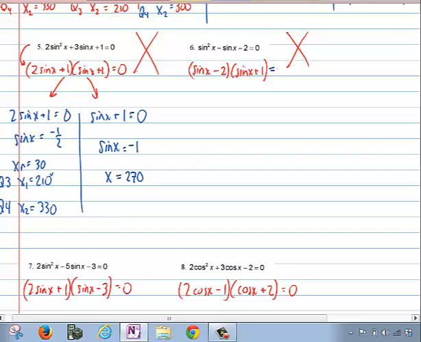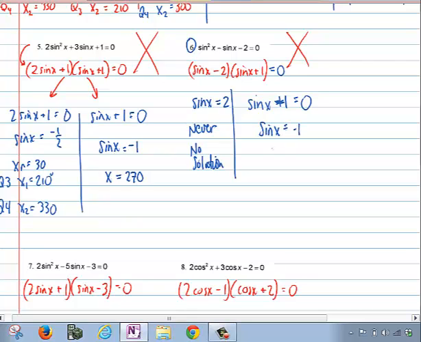Looking at this next question, number 6, I have one solution. When is sine of x equal to 2? Never. So on this side, no solution. I explained in class what the range of the sine function is. The sine function only ranges from negative 1 to 1, so there's no solution for that. But for the second part, sine of x plus 1 equals 0, so the sine of x equals negative 1. And when you look on the chart, again, the angle is 270 degrees.